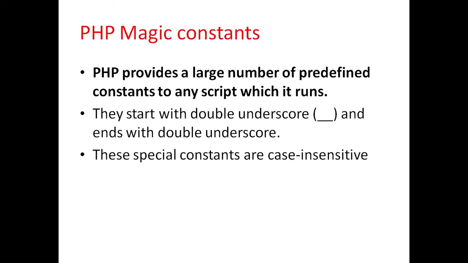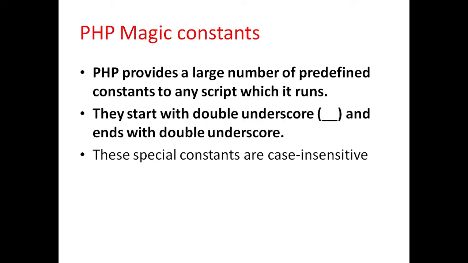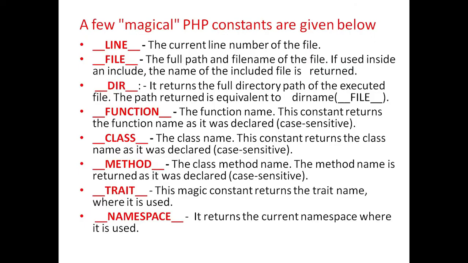PHP provides a large number of predefined constants to any script which it runs. They start with a double underscore and end with a double underscore. These special constants are case insensitive. A few magical constants are as follows. __LINE__, which defines the current line number of the file.